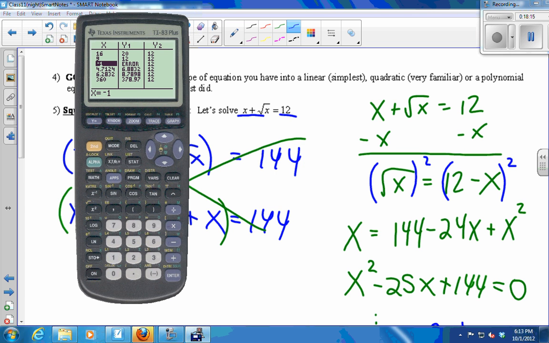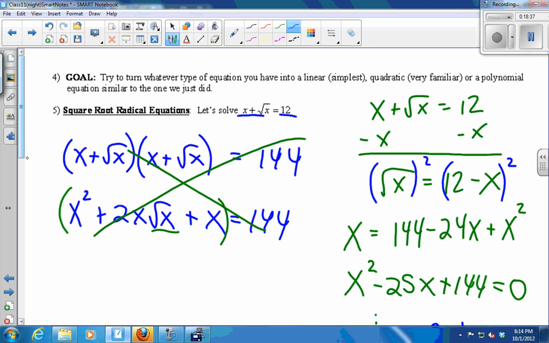Do they both say 12? Is that what you have in y1? X plus square root x? It does? Let's see. The square root of 16 is 4, and 16 plus 4 is 20, not 12.